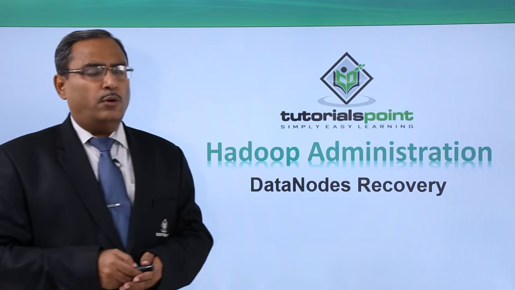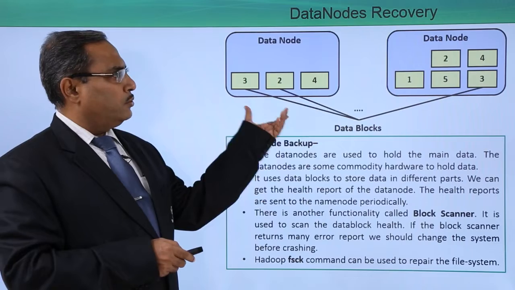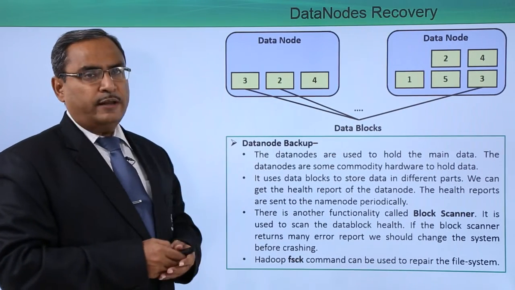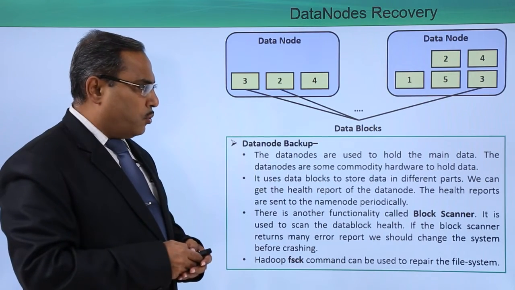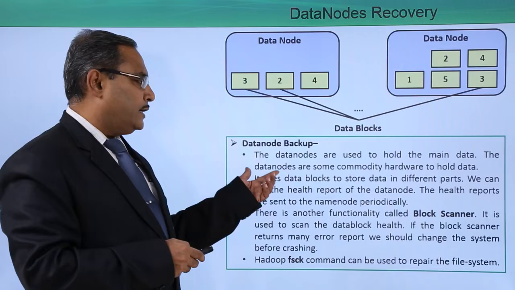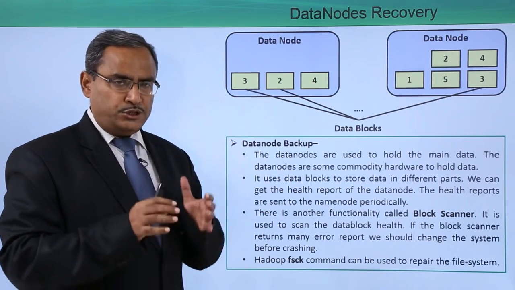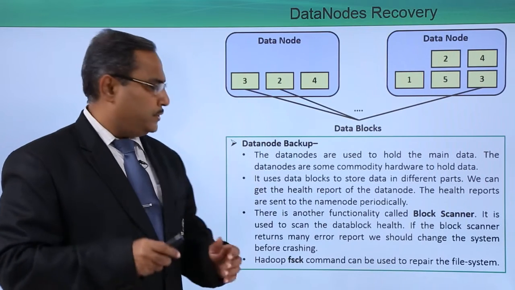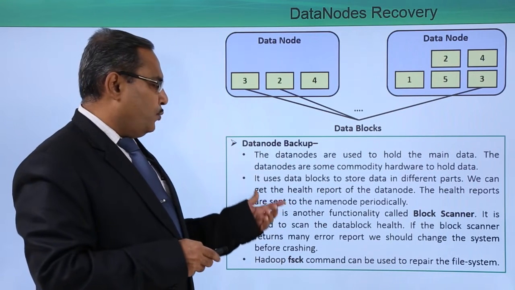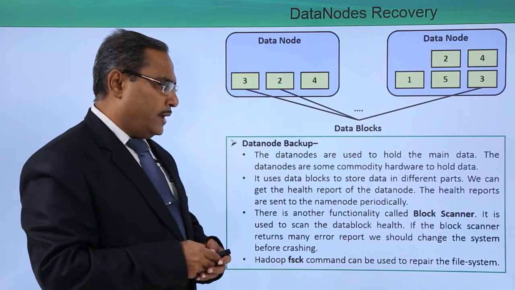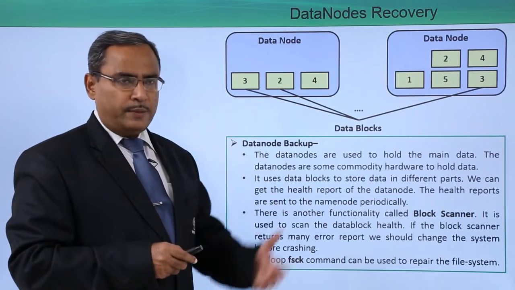So let us go for some more discussion on this topic. Here you can find a data node, and another data node, containing different blocks of information. So, data node backup. The data nodes are used to hold the main data, and they are commodity hardware to hold data, and commodity hardware means cheap hardware nodes or computers. It uses data blocks to store data in different parts, and we can get the health report of the data node, and the health reports will be sent to the name nodes periodically after a regular time interval.